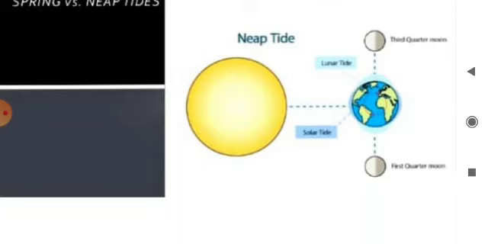Next, neap tide. Neap tides occur when the sun and moon are at right angles to the earth. Look at the diagram. In that case, their total gravitational pull on the earth's water is weakened because it comes from two different directions. These tides are called neap tides. Okay.